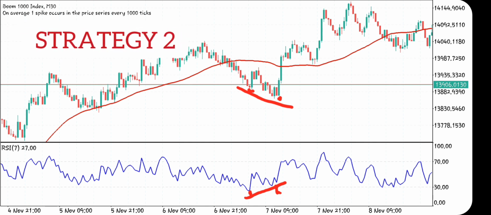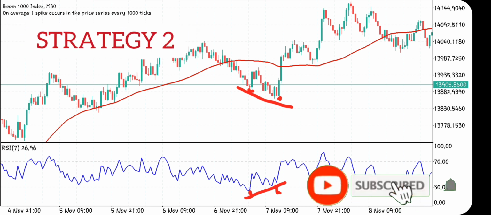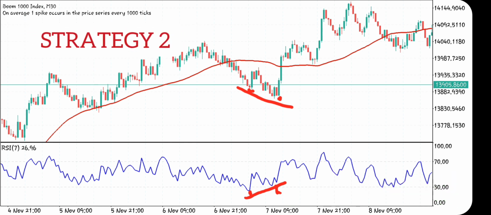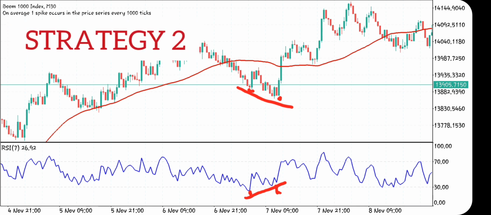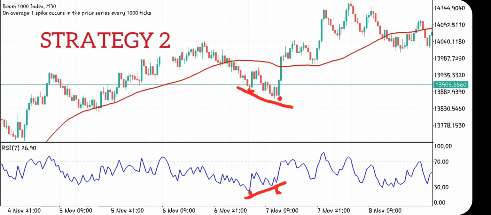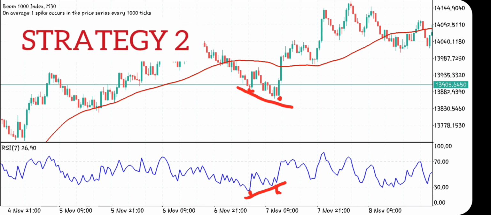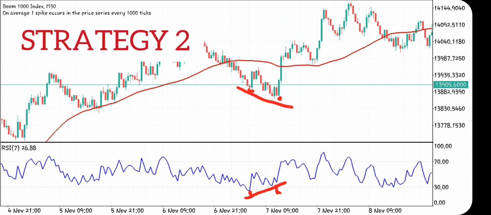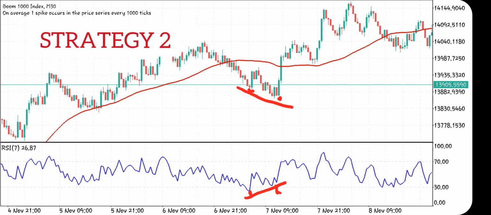RSI divergence is very effective on any time frame, and very effective in any market, even in the currency pair market, even in the VIX markets. Try it on any market. RSI divergence is working very, very fine. You can use any zoom level and any time frame for RSI divergence.